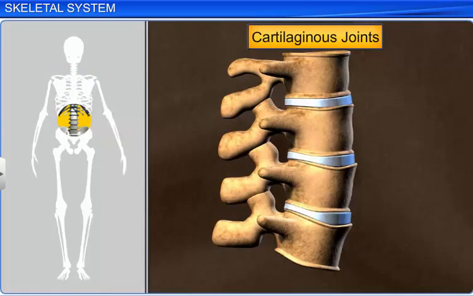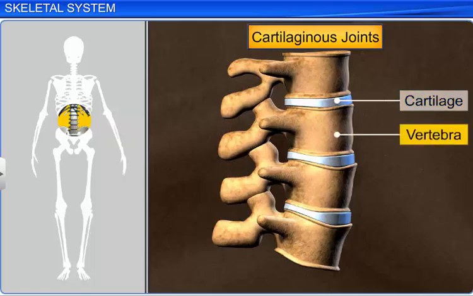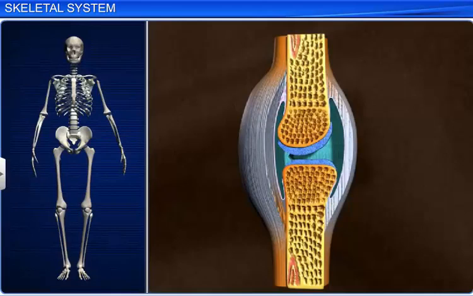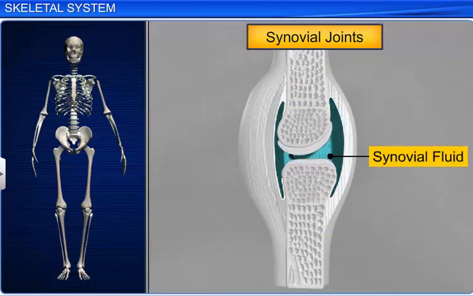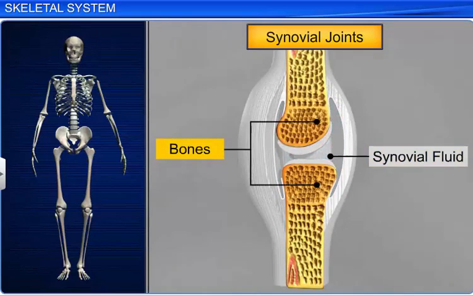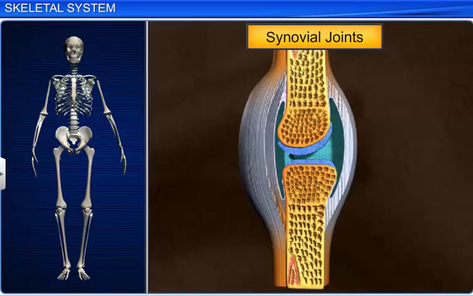Another type is the cartilaginous joint, in which bones are joined with the help of cartilage. This joint is found between the adjacent vertebrae in the vertebral column, which permits limited movement. The last type is the synovial joint, which is characterized by the presence of a lubricating fluid called synovial fluid filled in a synovial cavity between the articulating surfaces of the two bones. These joints allow a considerable degree of movement.